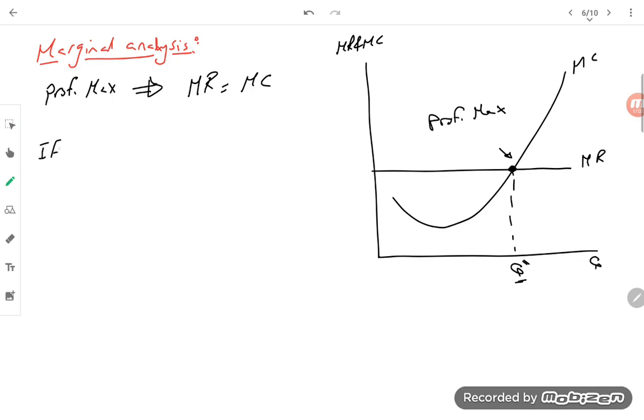If marginal revenue is greater than marginal cost, this means that economic profit can increase if we increase output or increase production. If marginal revenue equals marginal cost, economic profit decreases if output changes, either positive or negative, either increase or decrease.